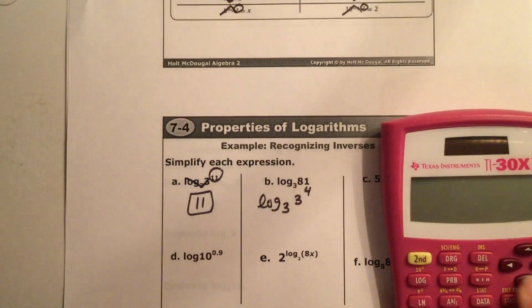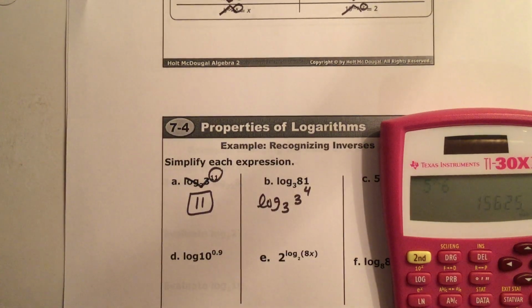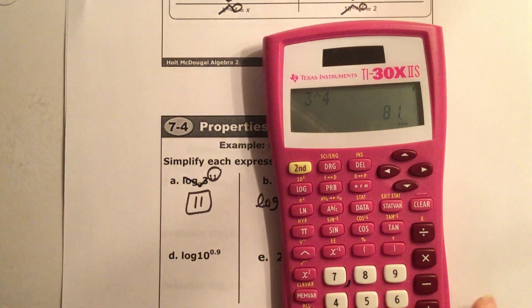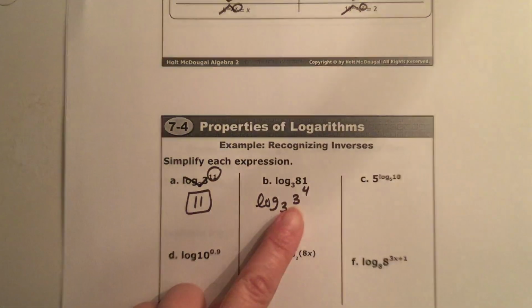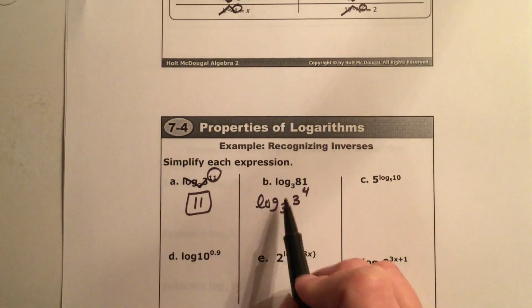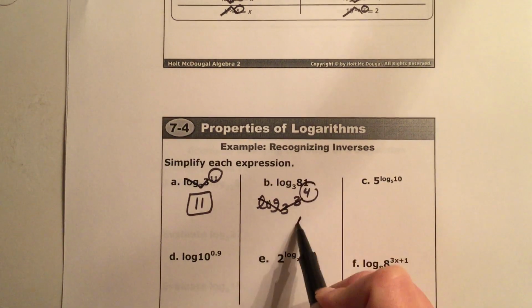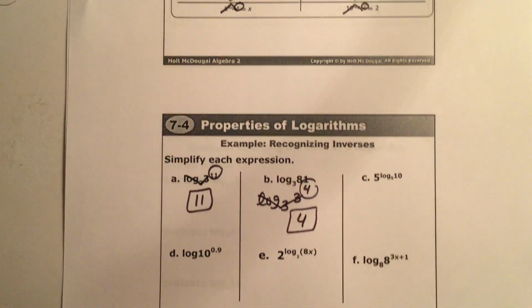3 to the power of 4, let me check this out. 3 to the power of 4 is 81. So I can go ahead and rewrite 81 as 3 to the power of 4, because now the little number, the base and the big number match, they undo one another. Your answer is a 4.